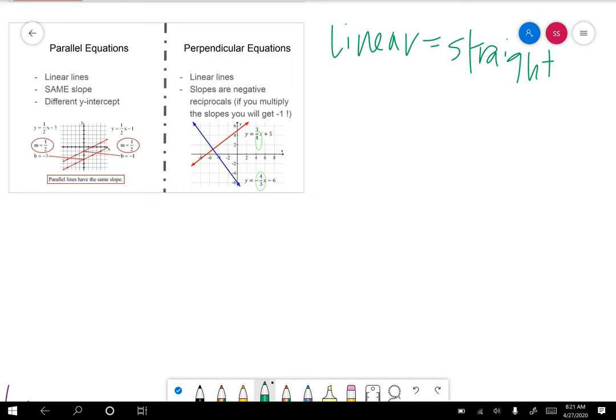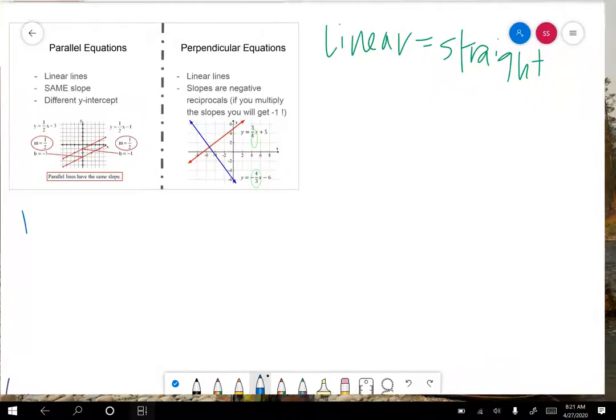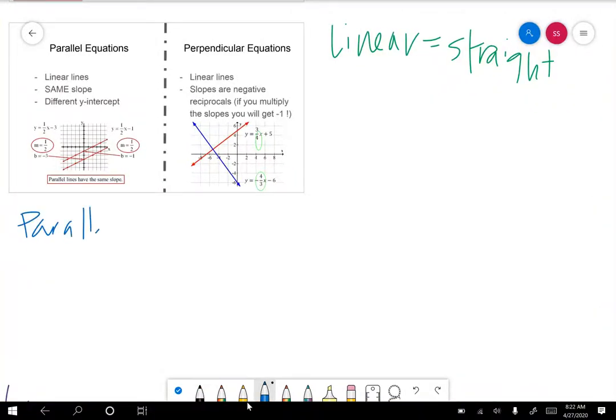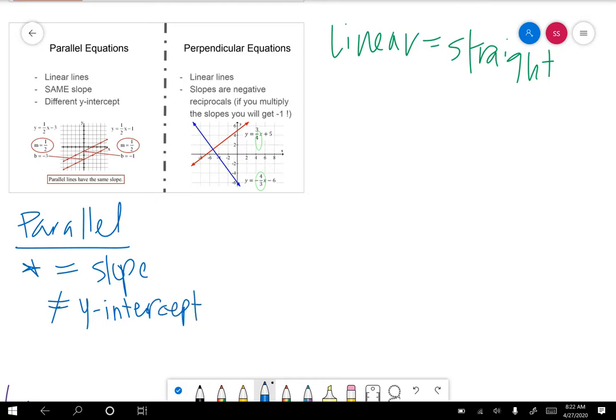So the important thing with parallel equations, other than that they're linear lines, right? The important thing to remember with parallel lines is that they have equal slope, but they do not have the same y-intercept.